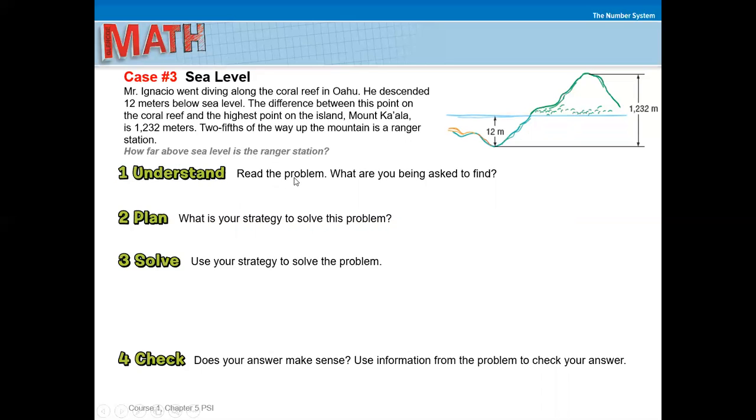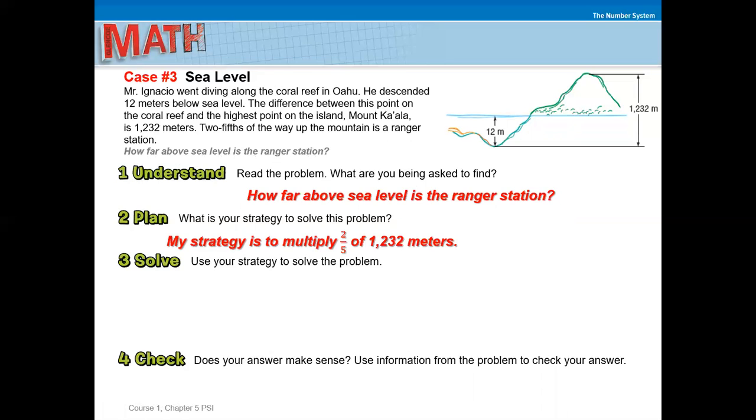Understand, read the problem. What are you being asked to find? How far above sea level is the ranger station? What's your plan? My strategy is to multiply 2/5 of 1,232 meters because the distance between the coral reef and the highest point on the island is 1,232 meters. So if I just want to know 2/5 of the way up the mountain, I need to subtract this 12 meters from the total distance. 1,232 take away 12 is 1,220.